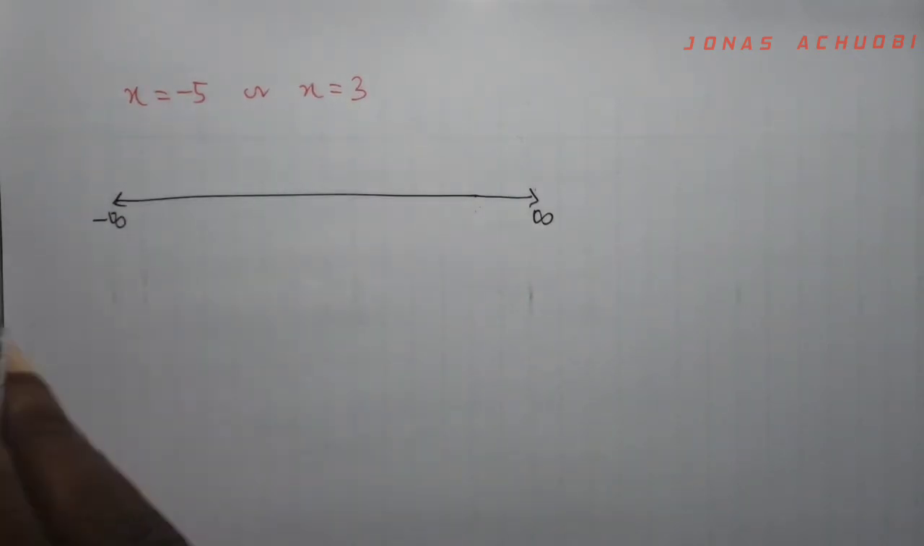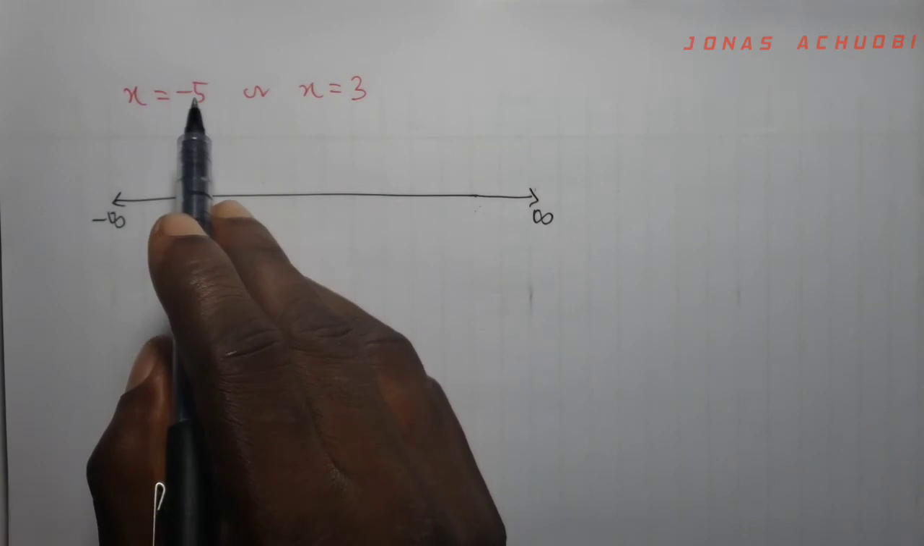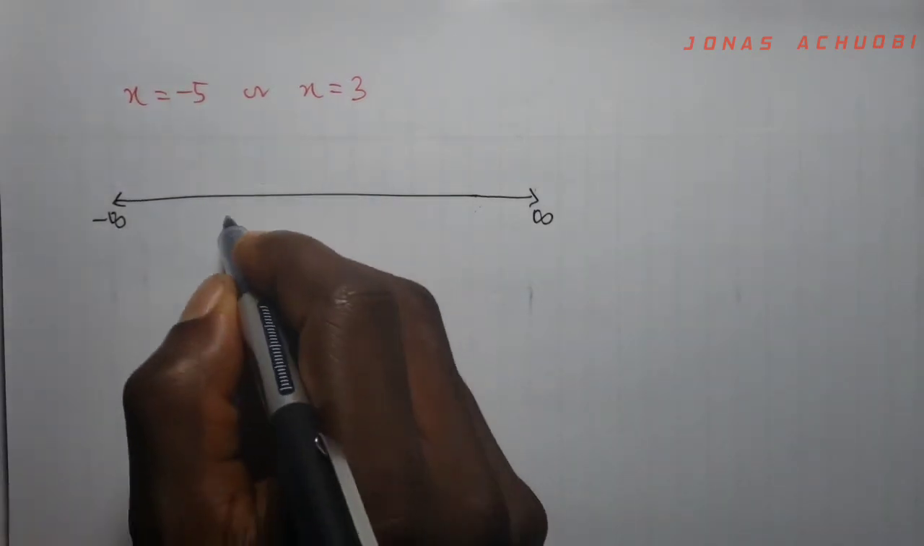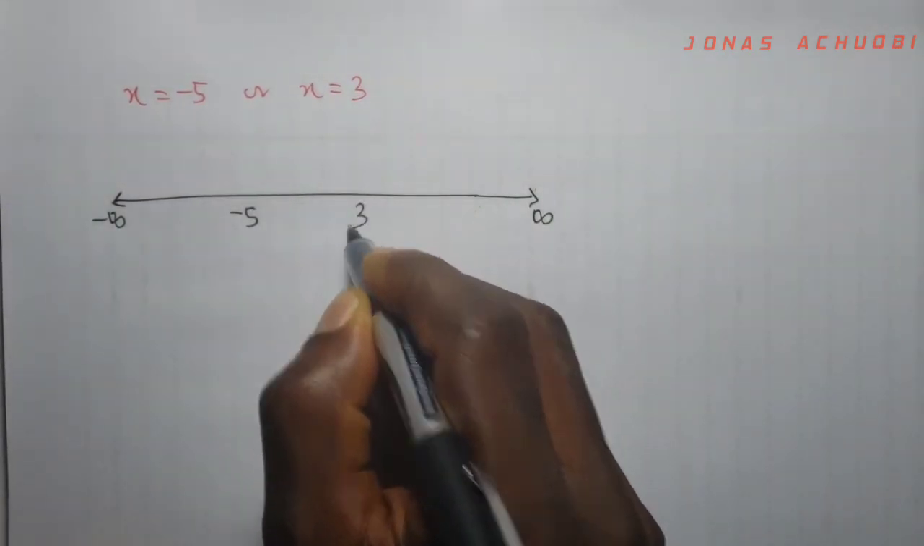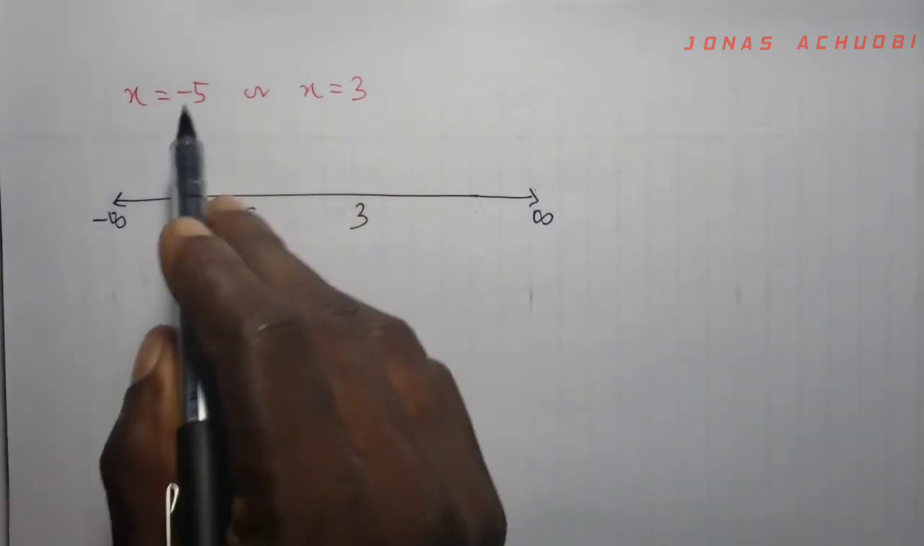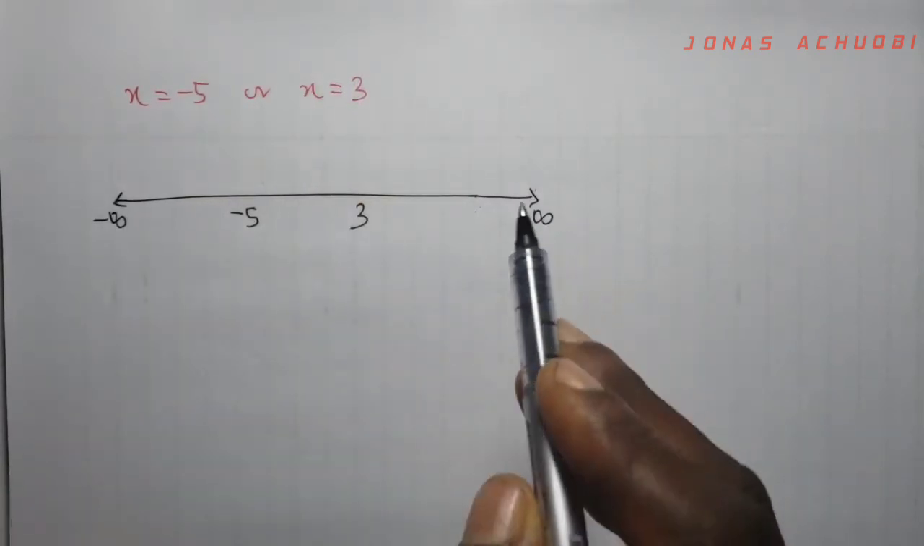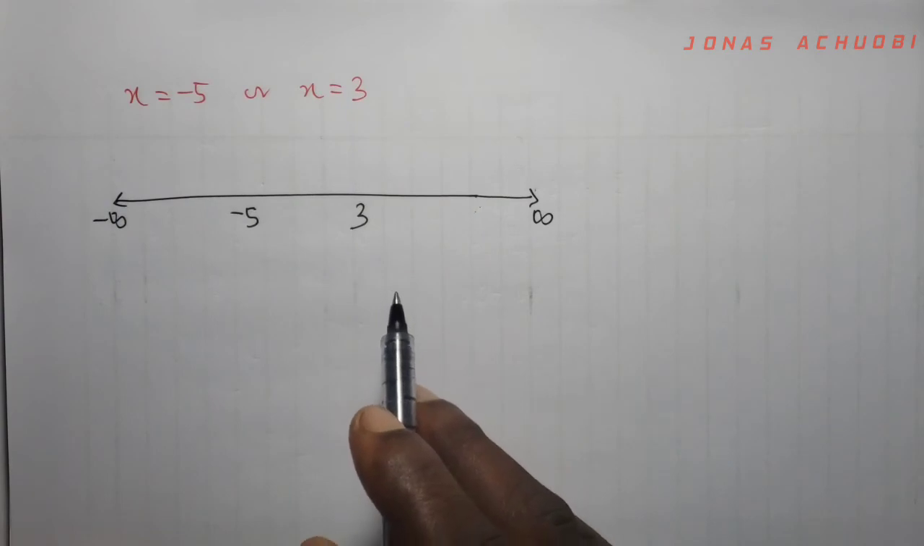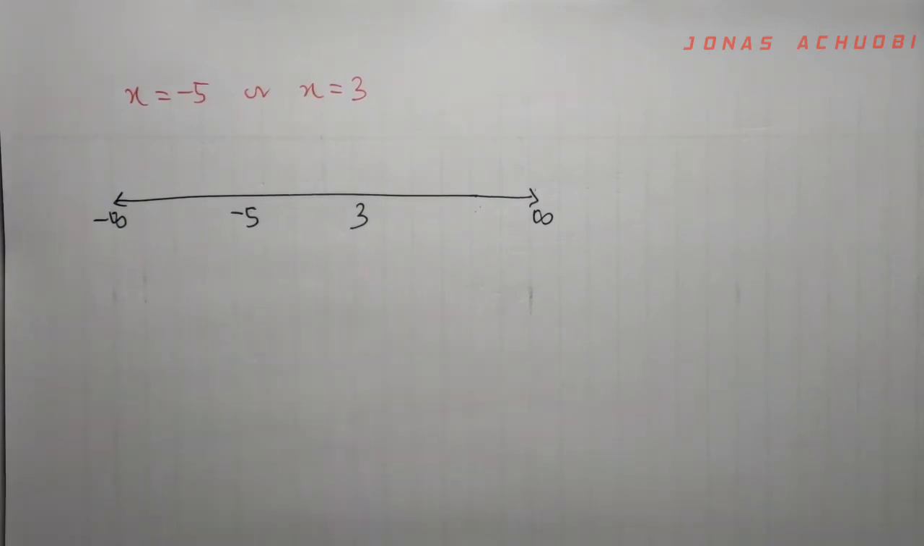In order simply means from smallest to the biggest. So minus 5 comes first on the number line. So we have here minus 5 and then 3 comes here. So we have placed the zeros on the number line in order: minus 5 and 3.